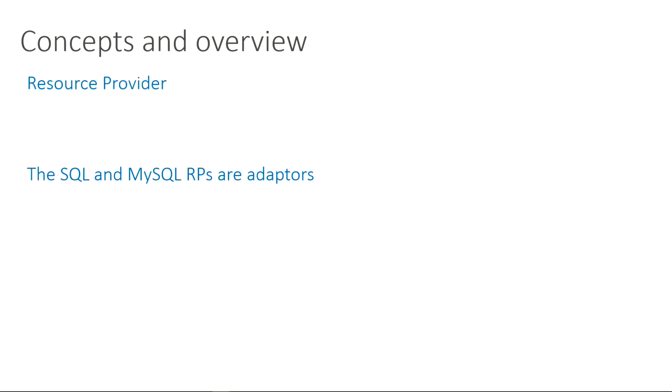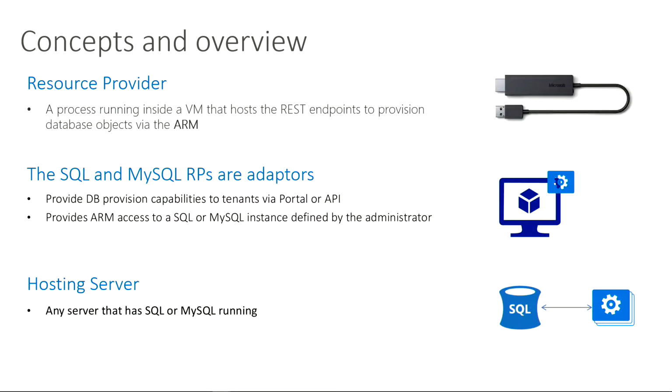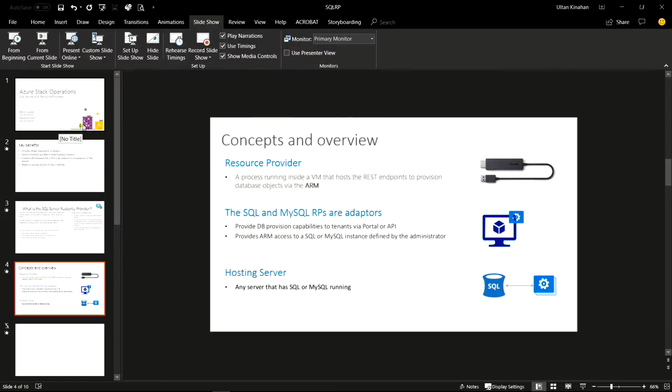Okay. So some key concepts to review here. The resource provider has three components. You have the provider itself, which is running on a VM. It gives you access to endpoints. You have the SQL and MySQL adapters, and then the hosting server itself. So you set up the hosting server first, you install the resource provider, and then basically configure your access. So let's go ahead and just look at what this looks like in the portal.